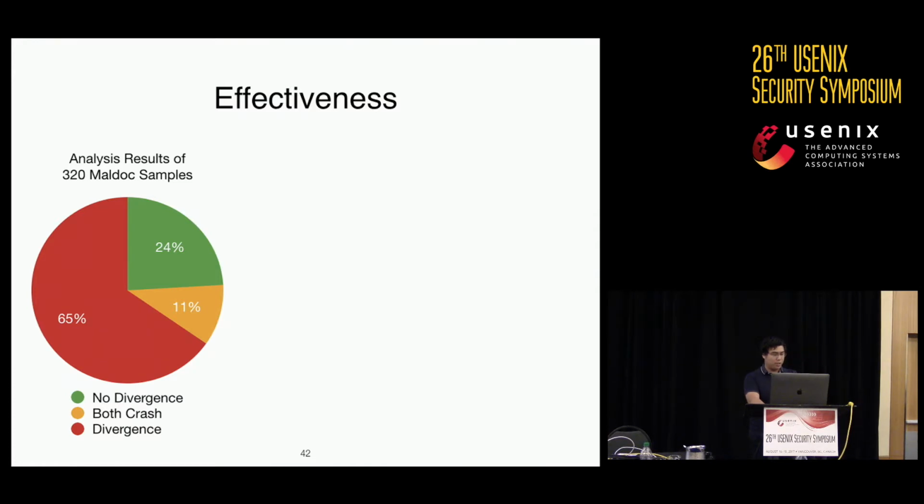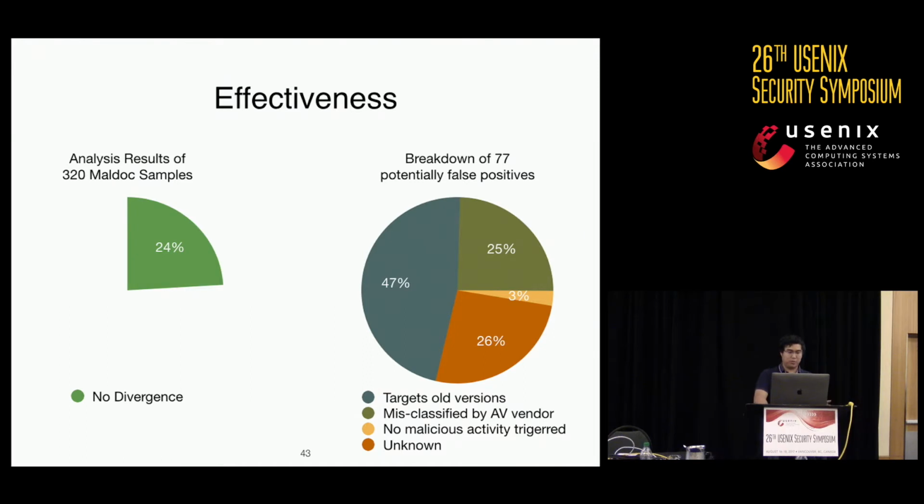And there are 11% of cases where both PDF readers crash at the same place, and also there are 24% of cases where we didn't see a divergence. This part is the most relevant, because these could be the potential false positives of PlatPal. So we do a further breakdown of this 24%, and we find that almost half of these samples target old and specific Adobe Reader versions. That's why in the versions we tested, we couldn't trigger this malicious behavior. They just go through as normal.